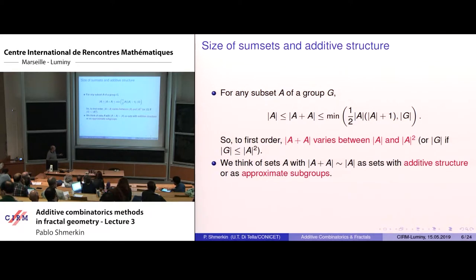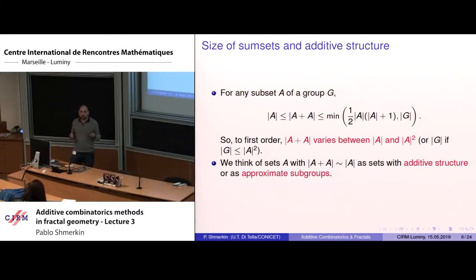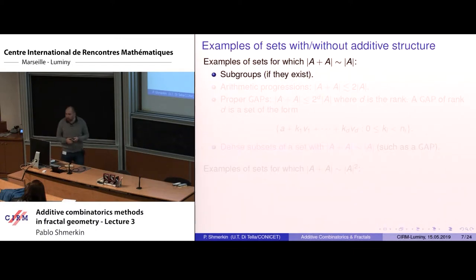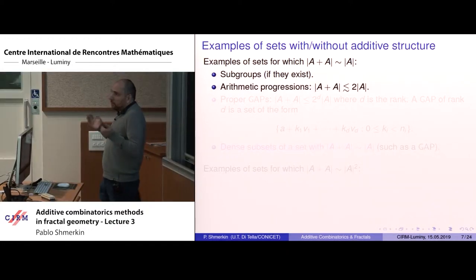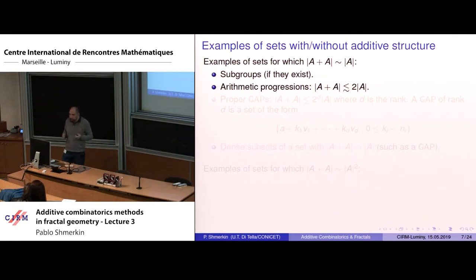Well, this of course is true if A itself is a subgroup of G, but the point of additive combinatorics is that it is very interesting to consider the case where these two numbers are not equal, but they are comparable in some sense. So this gives rise to a very rich structure theory. Okay, so let me give some examples of sets with additive structure in this sense. The first trivial example I already mentioned is a subgroup, where we have exactly the same size. But suppose that our group doesn't have subgroups, which is actually a very common situation.